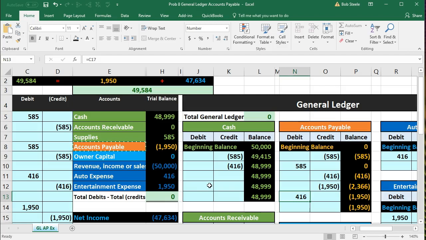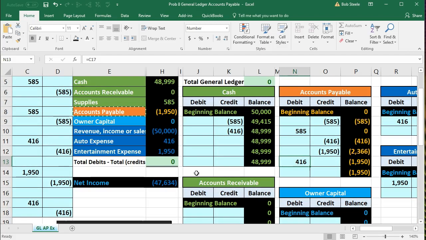Later on, we're going to have to track this activity not just by date, but by who we owe. And that's going to be a subsidiary ledger we will track, and it'll be by vendor, by who we buy stuff from.